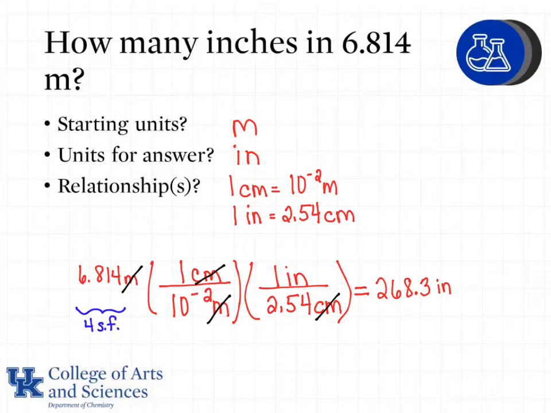We have 4 sig figs in 6.814, so we need 4 sig figs in our answer because both of the other relationships are considered exact numbers. But remember that 1 inch equals 2.54 centimeters is an exact number even though it's not a whole number.